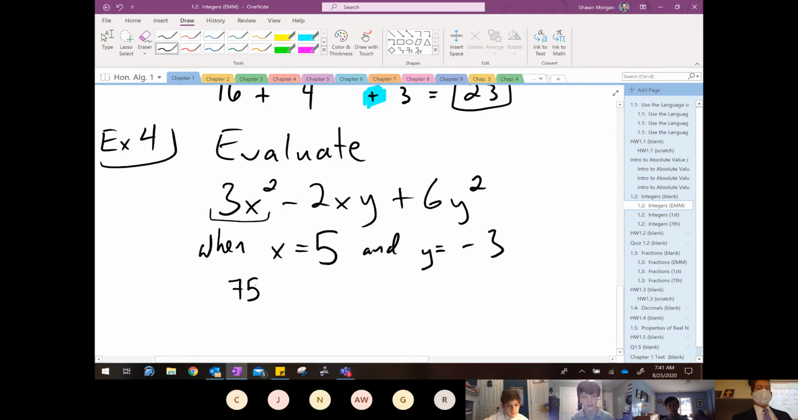Okay. Drew Benton, what'd you get for the second term? Nice and loud for me. All right, 30. So we had negative 2 times 5 is negative 10 times negative 3 would be 30. And note that that's a positive 30. Again, because a negative times a negative. All right, we had an even number of negatives.